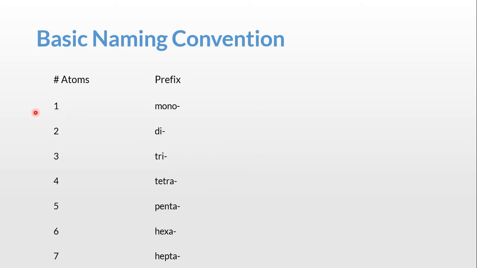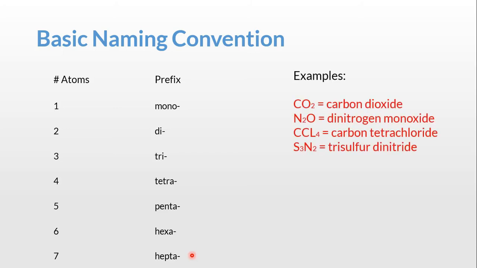For one atom, we have mono; 2, di; 3, tri; 4, tetra; 5, penta; 6, hexa; 7, hepta. It goes on: 8, octa; 9, nona; 10, deca, and the rest. Example, as we are seeing, CO2, carbon dioxide. The 2 is di, oxide, carbon dioxide. So carbon comes first.